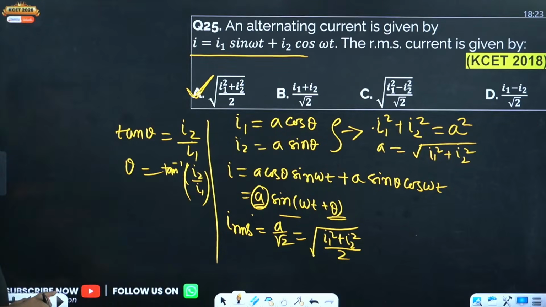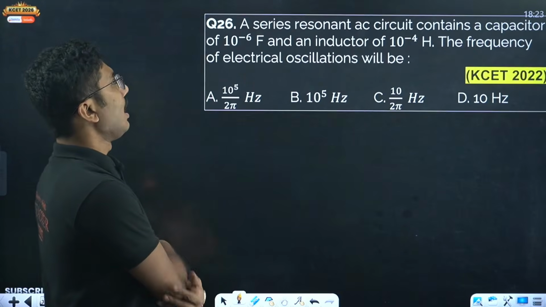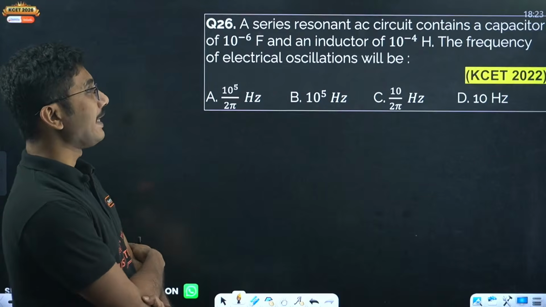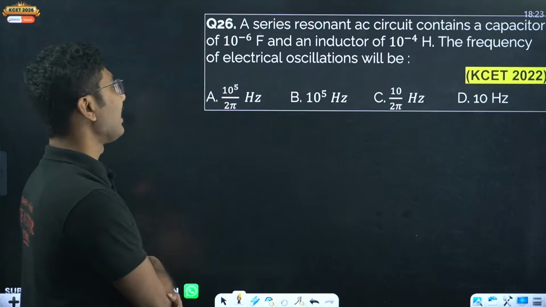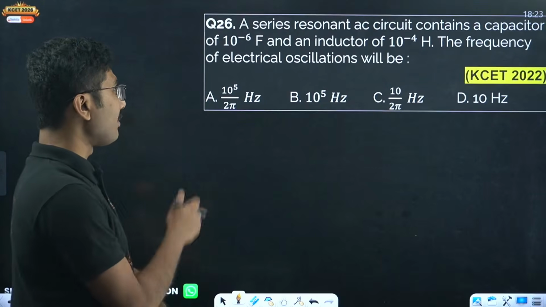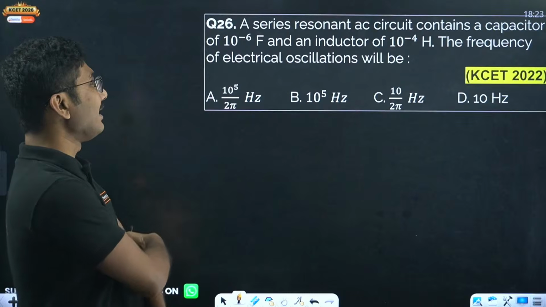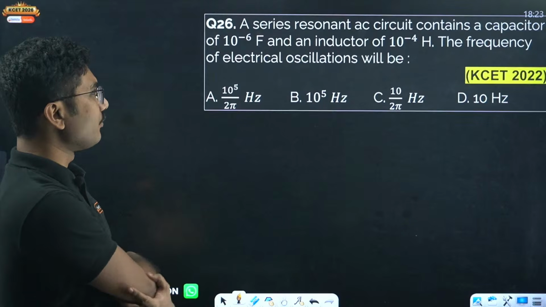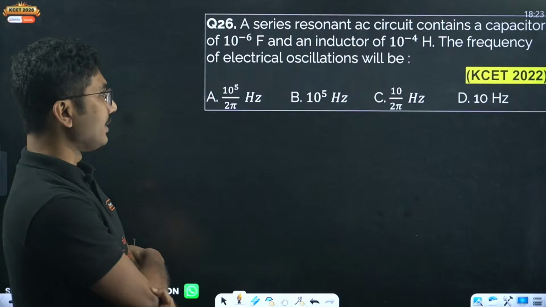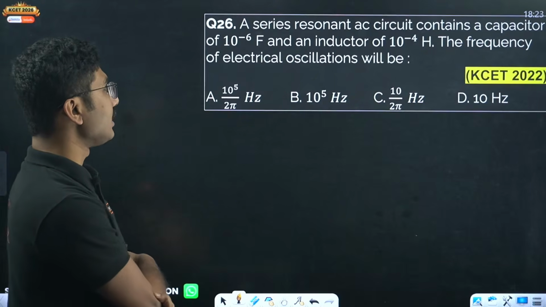Now next question. A series resonant AC circuit contains a capacitor of 10 to the power of minus 6 farad and an inductor of 10 to the power of minus 4 Henry. The frequency of electrical oscillations will be.